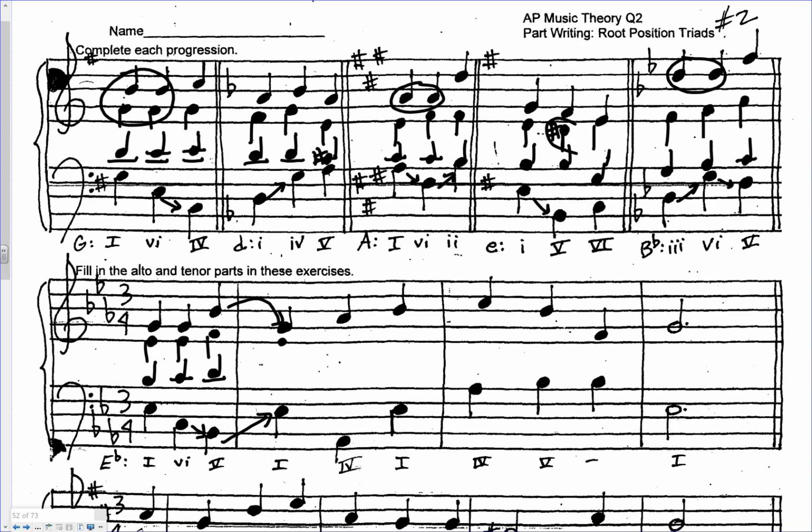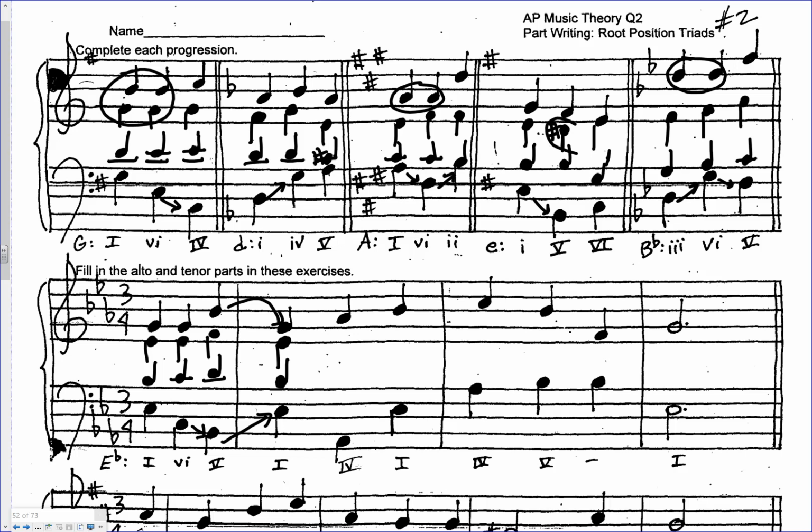So I can double the root with the altos singing an E flat because they were singing an F, and that's very smooth for them. That leaves me with the tenors, and they can jump a third from the D to the B flat. That would be fine. Stems up, and I've doubled the root.